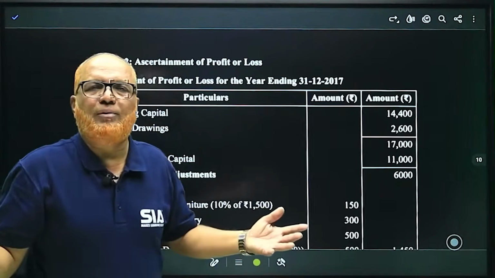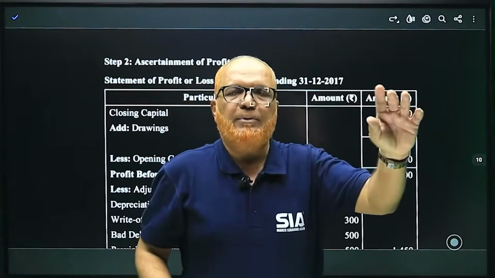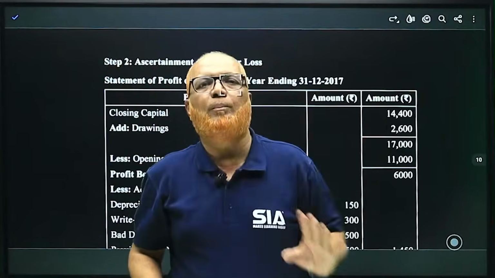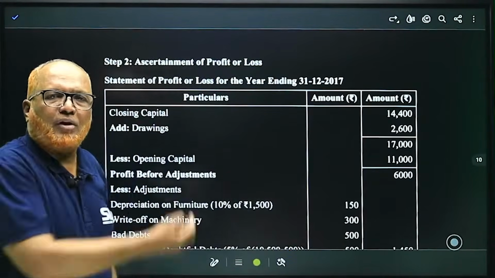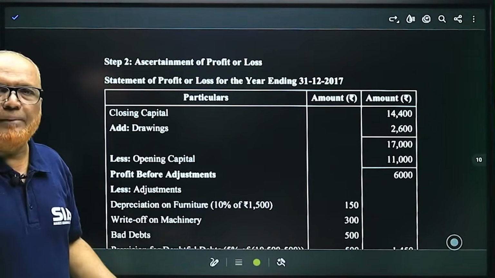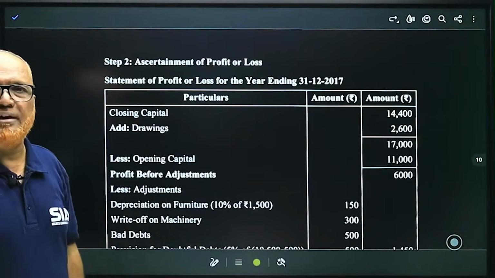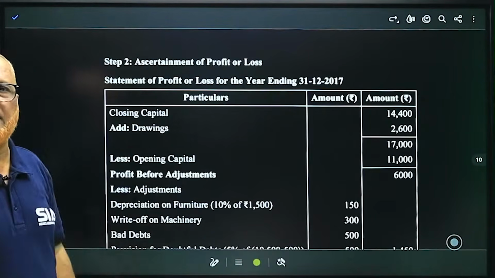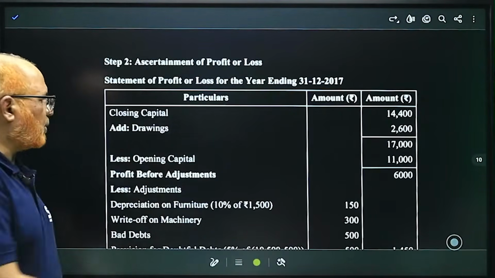So how to calculate profit before adjustment? Take the closing capital, add drawings, minus opening capital. Finished. That is the profit before adjustment. Now we'll make the adjustments. Adjustments regarding depreciation, bad debts, and provision for doubtful debts are there. These are the adjustments given in the problem.